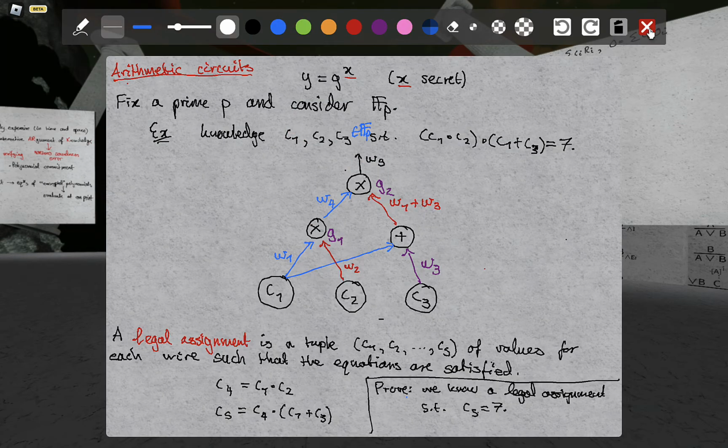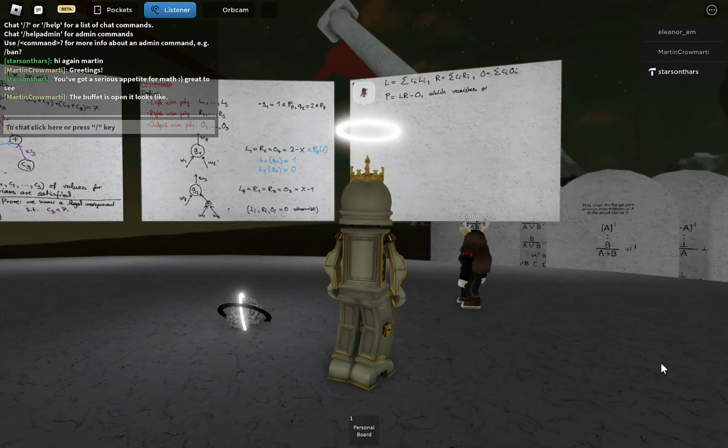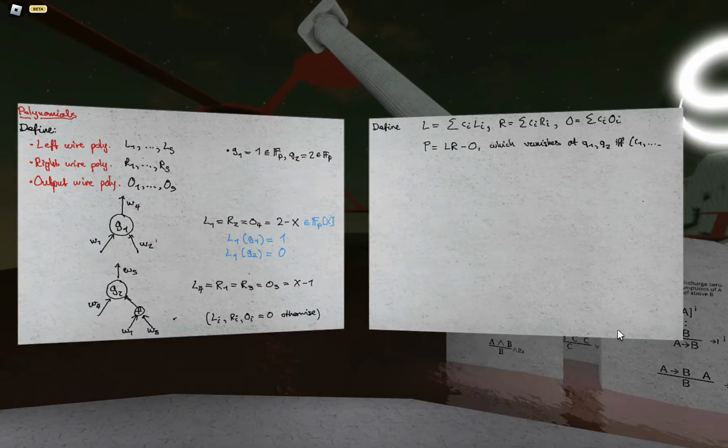So what are we supposed to be doing here? We want the multiplication of the left and right polynomials to be the correct values of the Ci's. The correct values are included by the O. So we define our overall polynomial to be LR minus O, which vanishes at G1 and G2 if and only if C1 through C5 is a legal assignment. I'm going to do the concrete example so that you believe me.